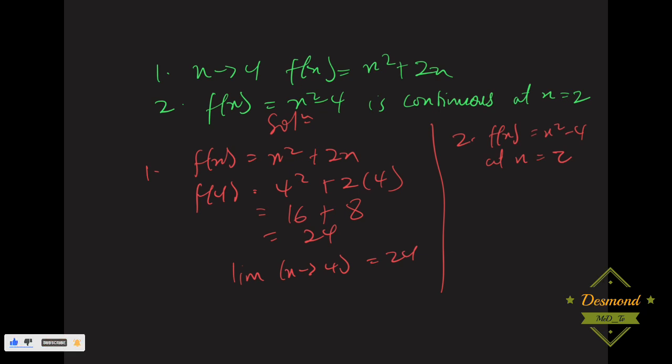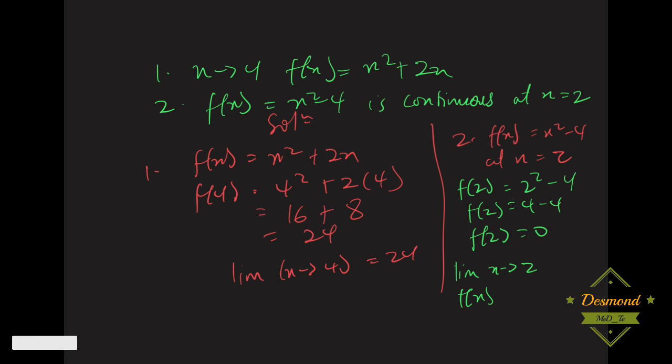Now we have to check if f of 2 is defined. So f of 2 should be equal to 2 squared minus 4. So we have 4 minus 4. So f of 2 is 0. Now the next step is to find the limit as x approaches 2. So that's the limit as x approaches 2 of f of x, which is the equation x squared minus 4.